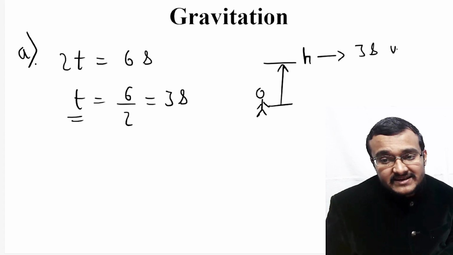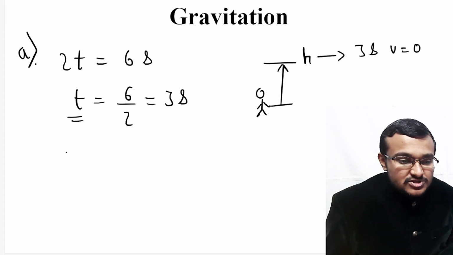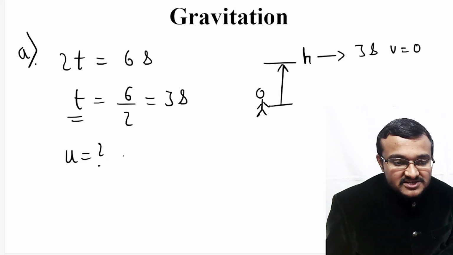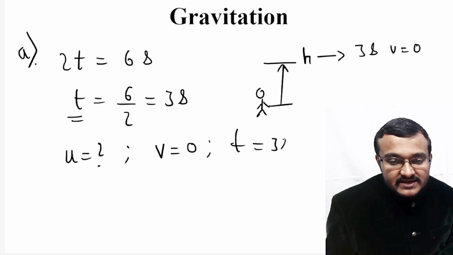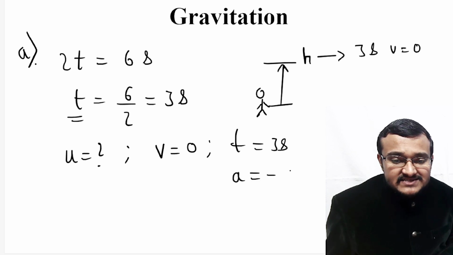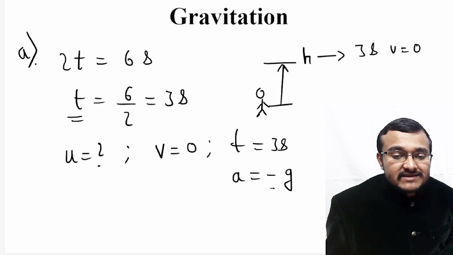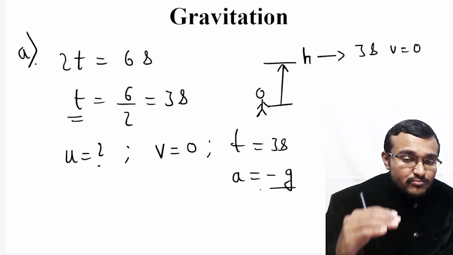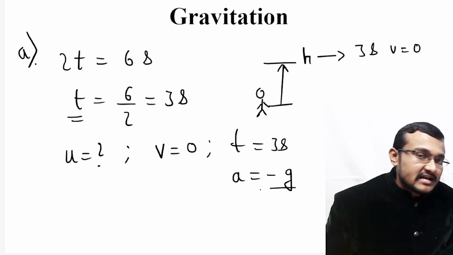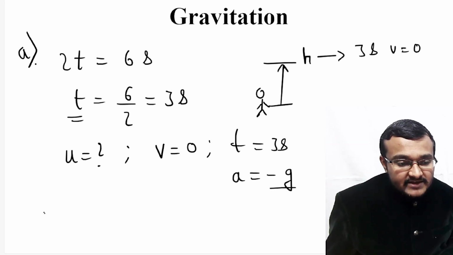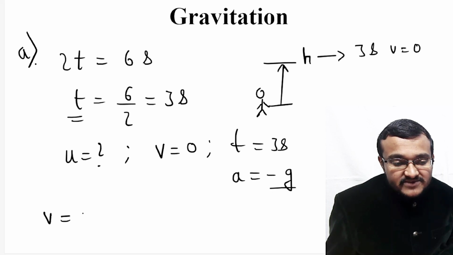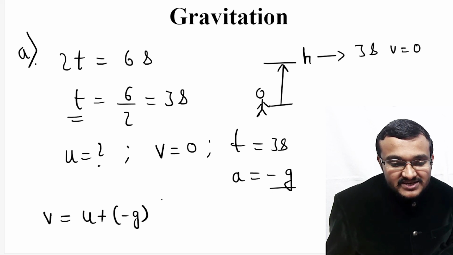So that means here the final speed will be 0. Now we don't know what the initial speed is. We know that the final speed is 0, and we have time, 3 seconds. And here acceleration is acceleration due to gravity, but you have to take minus g because the ball is traveling opposite to the gravitational force. Now we can take the first equation of motion, that is v = u ± gt.